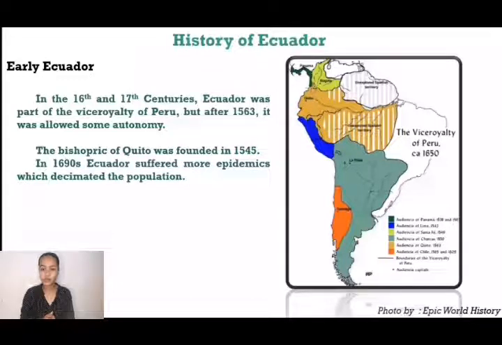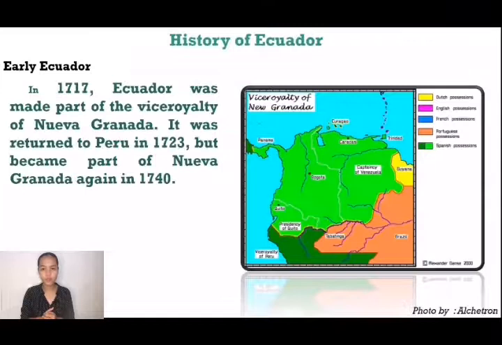However, in the 1690s, Ecuador suffered more epidemics which decimated the population. Then, in 1717, Ecuador was made part of the Viceroyalty of Nueva Granada. It was returned to Peru in 1723 but became part of Nueva Granada again in 1740. In the 18th century, Ecuador suffered an economic recession.